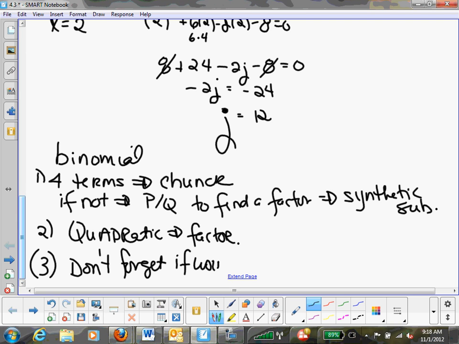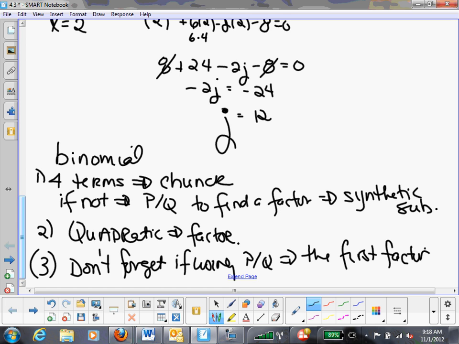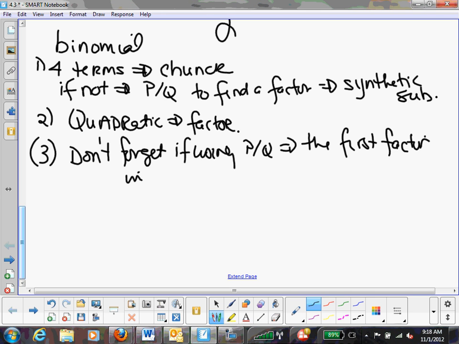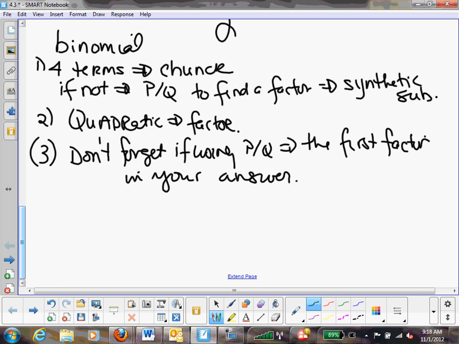if using P over Q, the first factor in your answer. In other words, whatever that P over Q is that worked with the synthetic division that gave you 0 as your root, don't forget to put that down in your answer. That's a place where a lot of people tend to lose that answer or that factor. So don't forget about it. Okie dokie?